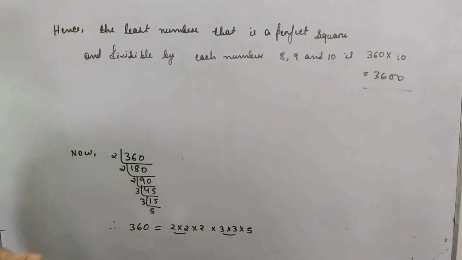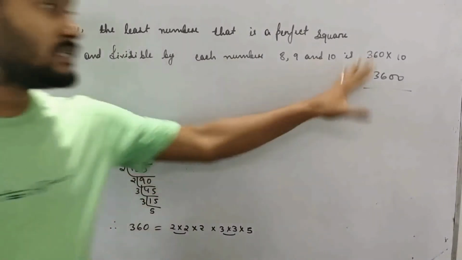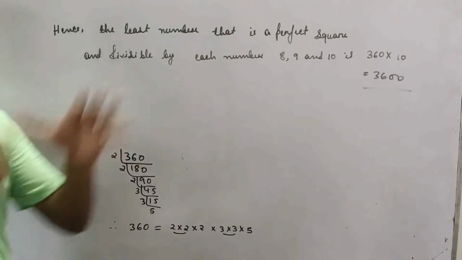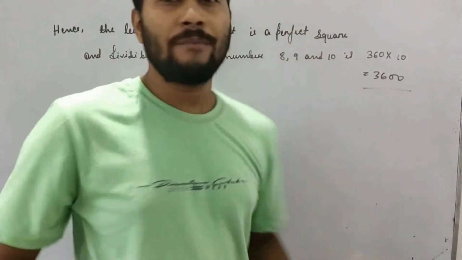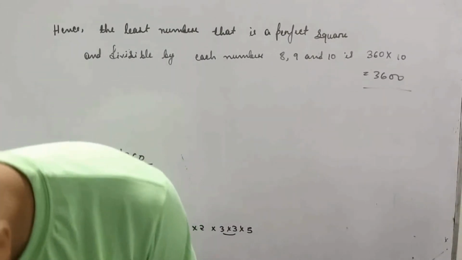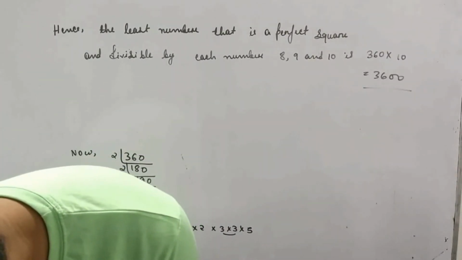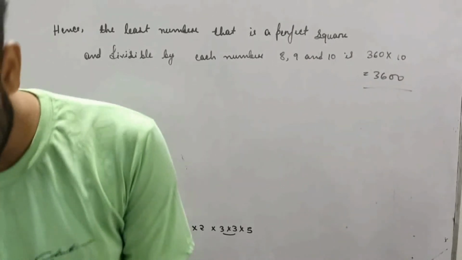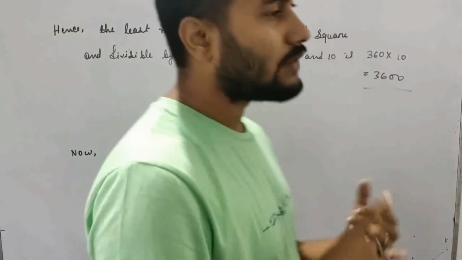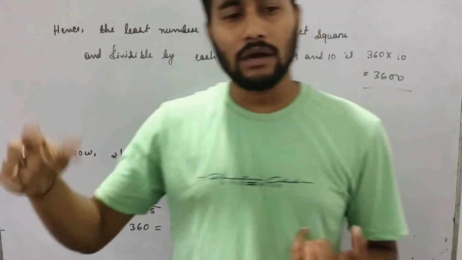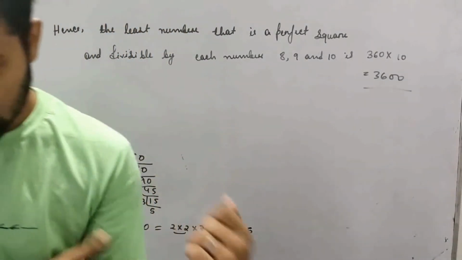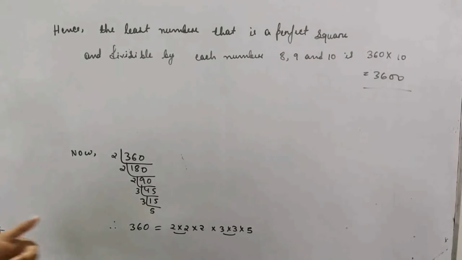So the answer is what? 3600 means 3600 is the least number which is divisible by 8, 9 and 10, and it is also a perfect square. Understood? Question number 8, it is 3600. Very simple question. In a question like this, you will first find the LCM and then you will make it a perfect square. Okay? Done.